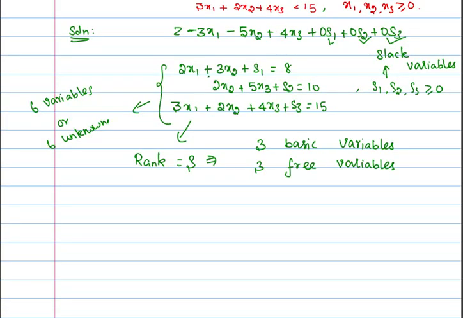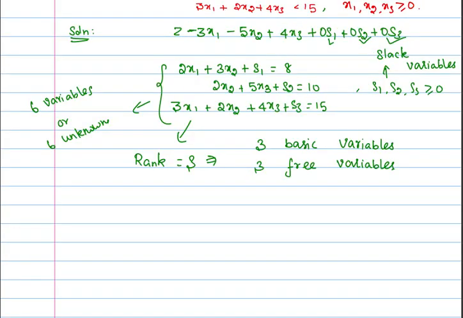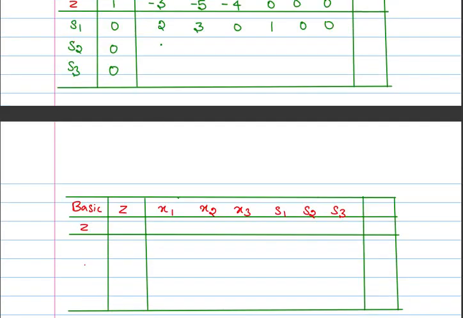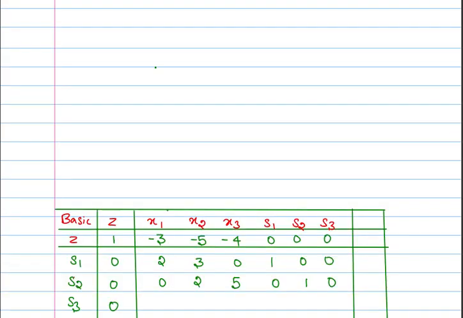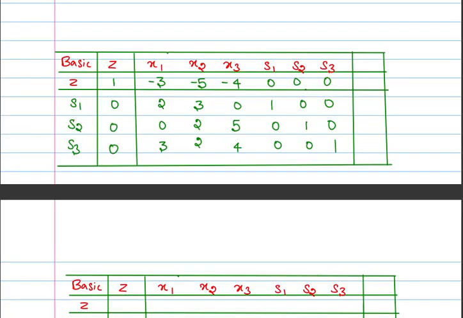What is the first constraint? 2, 3, 0, and the s1 coefficient is 1, remaining all are 0. What about the second equation? 0, 2, 5, 0, 1, 0, because only s2 will be there. And the third equation coefficients are 3, 2, 4, 0, 0, 1.